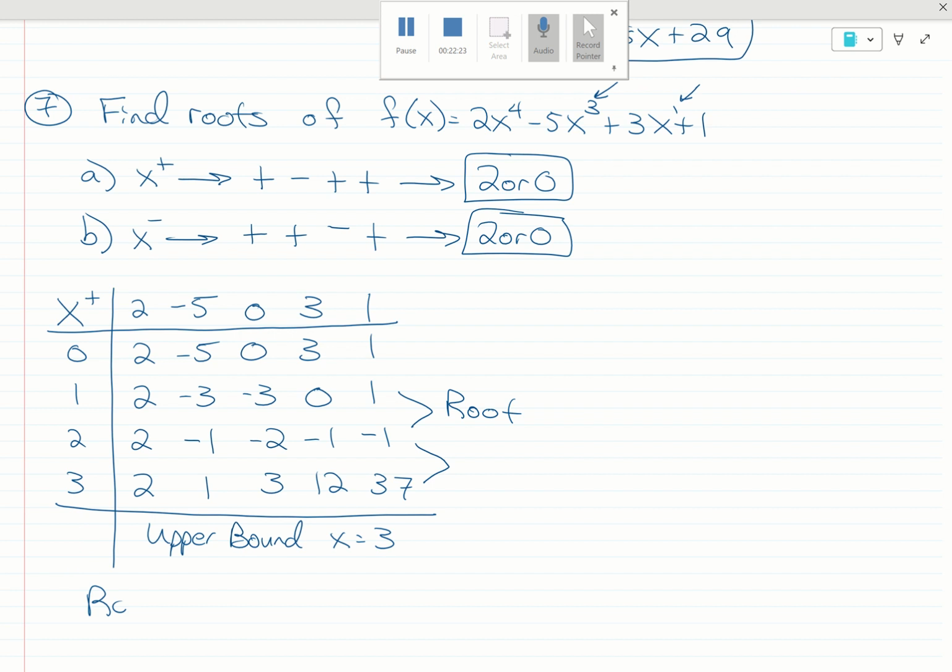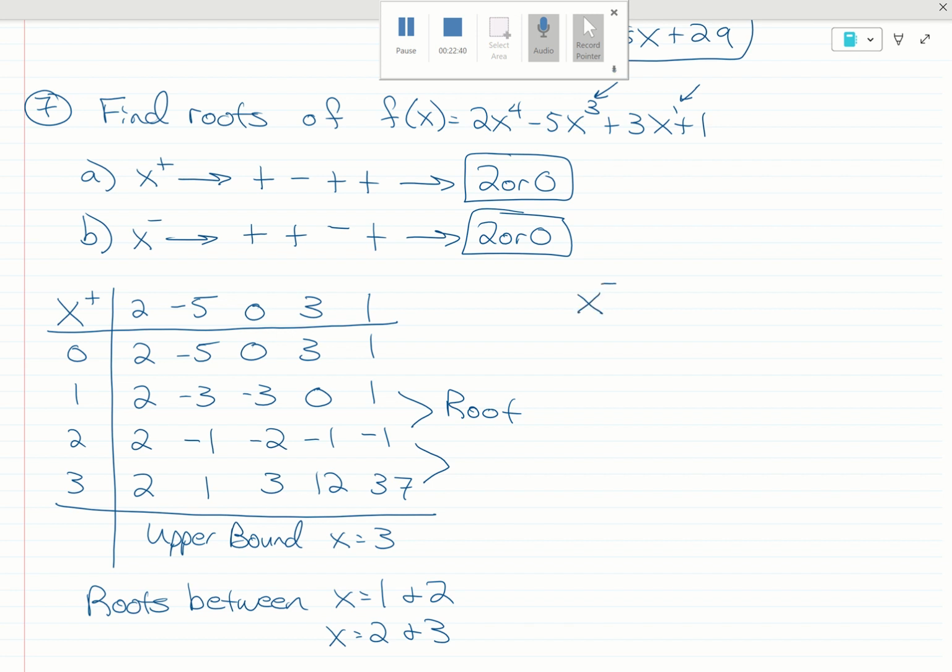So we have roots between x equals 1 and 2, and between x is equal to 2 and 3. Now let's go ahead and find the negative roots.